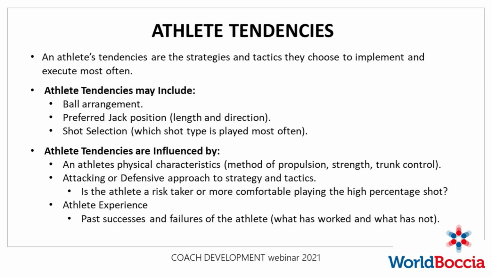So athletes' tendencies are influenced by, and I think this is really important to understand, an athlete's physical characteristics. The characteristics of the athlete's impairment have a huge influence on this. So it obviously impacts their method of propulsion. For example, a thrower who has an overarm method of propulsion is probably more likely in general to want to play to either mid-court or longer ends over shorter ends.